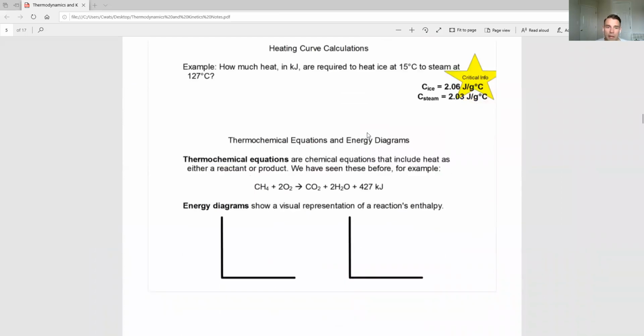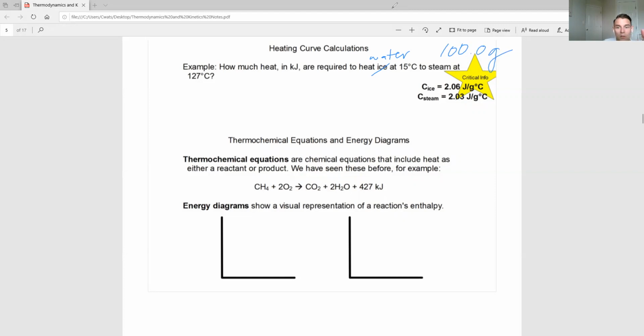So let's do some calculations. We can read this question here. It says, how much heat in kilojoules is required to heat ice at 15 degrees Celsius to steam at 127 degrees Celsius? Well, first off, at 15 degrees Celsius, we are not ice. That should be water, obviously. And it doesn't give us an amount, so let's say 100 grams.